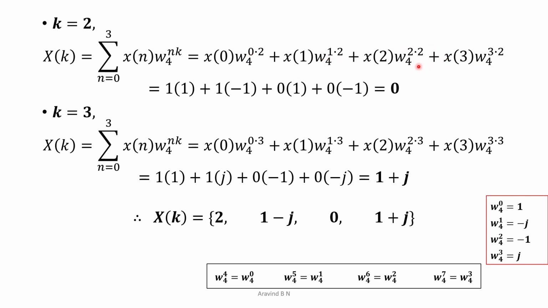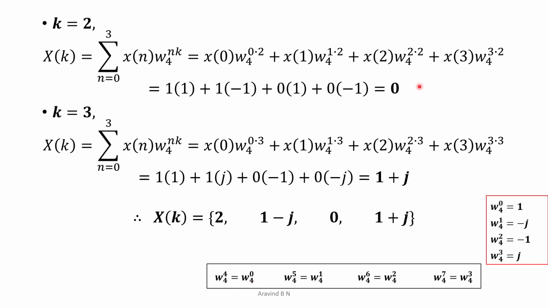Now if you make a simplification of this one, take this one as well as this one as an example. This will be omega 4 power 2 into 2, that means omega 4 power 4 it will become. While calculating the twiddle factor at the beginning, I told you if it goes beyond the range, it will once again reside on the same unit circle and its values keep repeating.